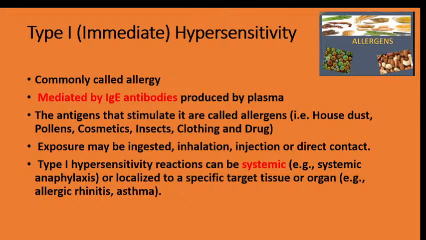So type 1 is called immediate hypersensitivity and it is mediated by the IgE antibodies. These IgE antibodies are produced by the plasma cells, and they bind to the receptors on the mast cells or the blood basophils.